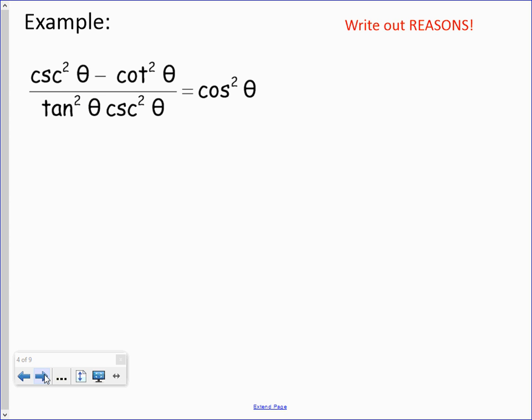So we've got cosecant squared theta minus cotangent squared theta, all over tangent squared theta cosecant squared theta, equals cosine squared theta.